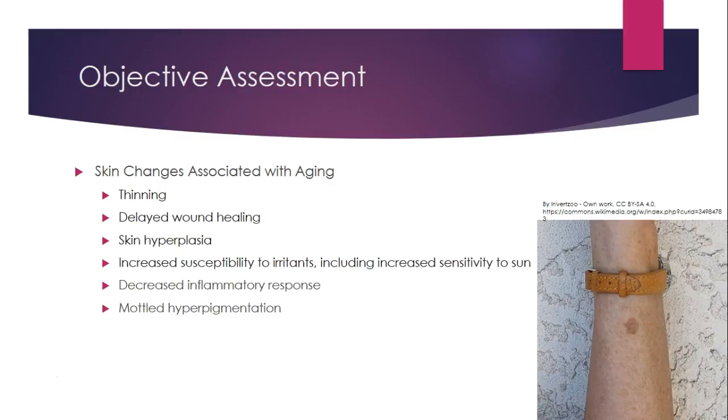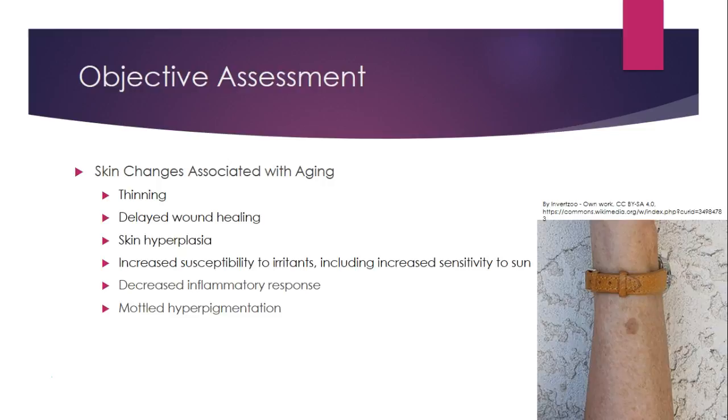They also have an increased susceptibility to irritants because their skin is a little bit thinner. So if they've got a chemical burn on them, they tend to be more sensitive to it. They may have a decreased inflammatory response. Generally speaking, right now is probably one of the highest points in your life for your inflammatory response. So that age of teenager to young adult is what I'm talking about. When you become elderly, that inflammation tends to be decreased.